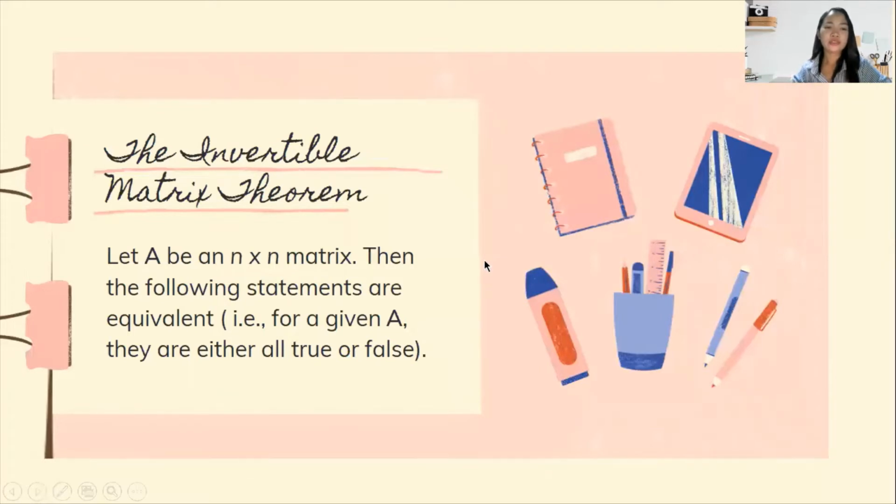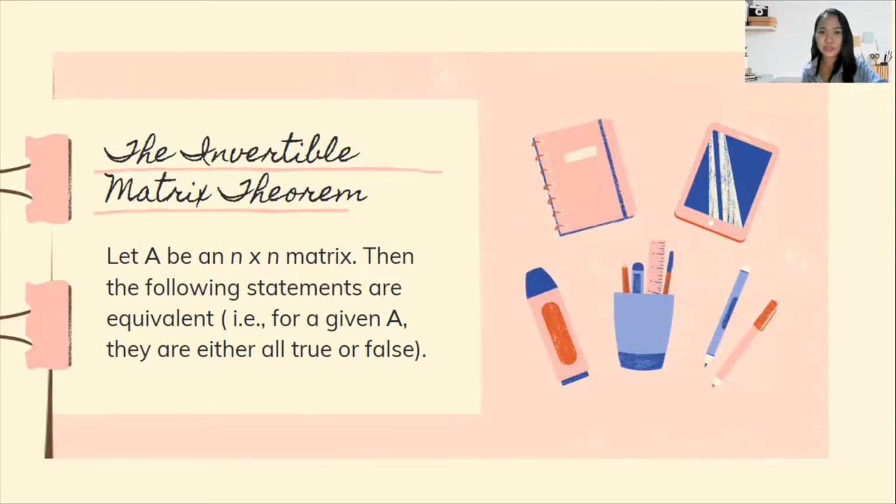Okay, so the invertible matrix theorem says that given some n by n square matrix, the following statements are equivalent. So if one is true, then all the other statements are true. And if one is false, then all the other statements are false. So this theorem separates the set of all possible n by n matrices into two groups.